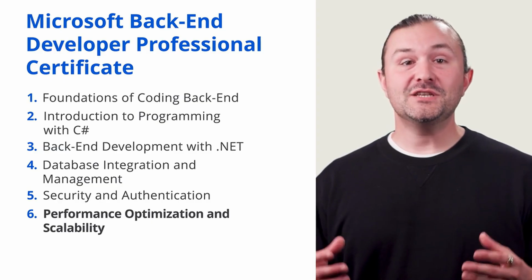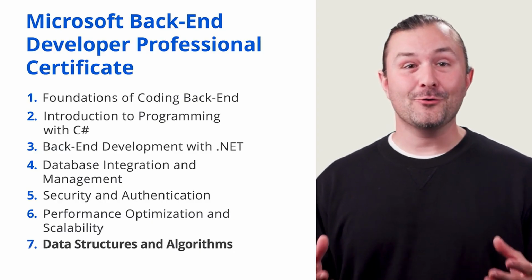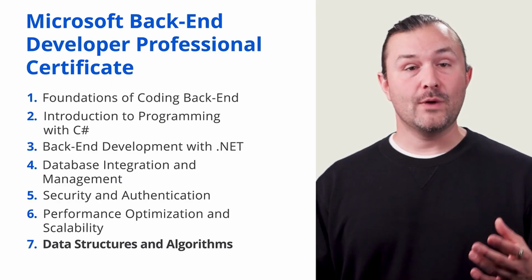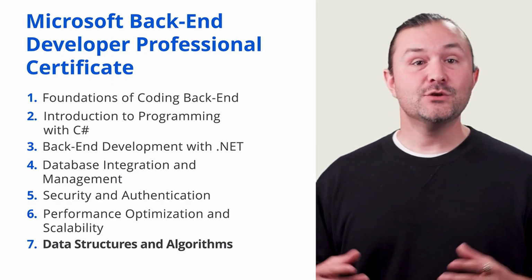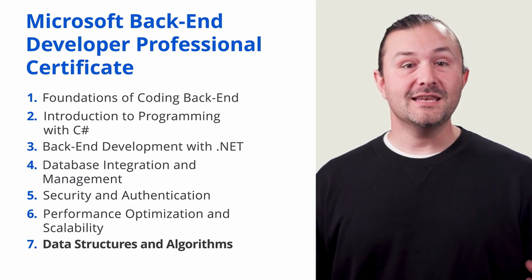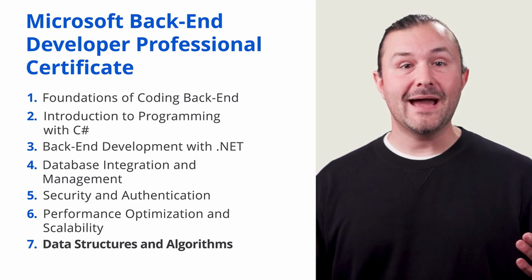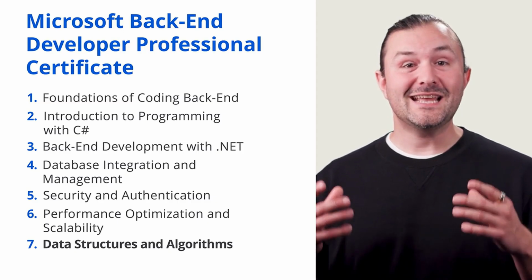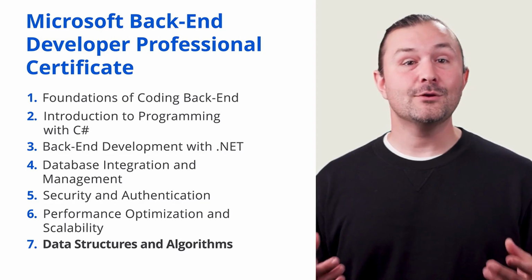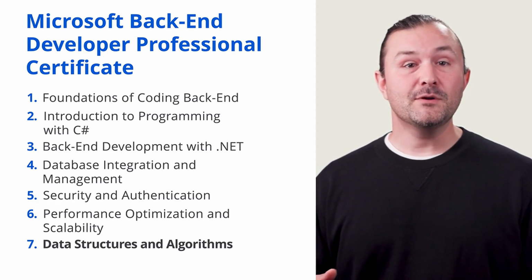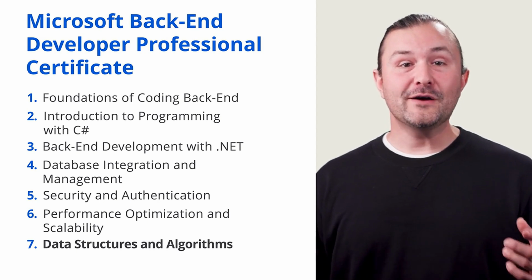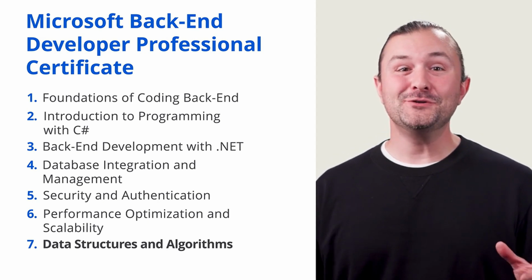To take your optimization even further, in the Data Structures and Algorithms course, you'll learn how to analyze and choose the right data structures, like arrays, linked lists, and trees, as well as sorting and searching algorithms to make your code more efficient. Using .NET, you'll implement these techniques to solve backend problems, focusing on performance and scalability. Throughout this course, you'll design backend applications that handle large amounts of data smoothly and optimize your code to run faster and more efficiently.